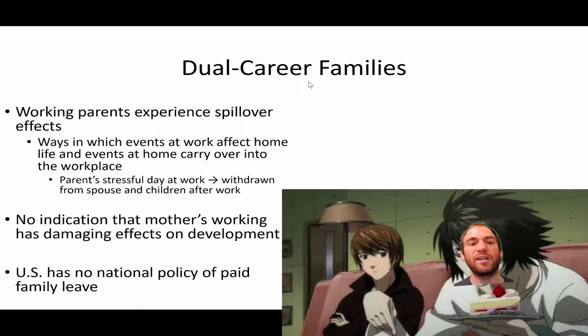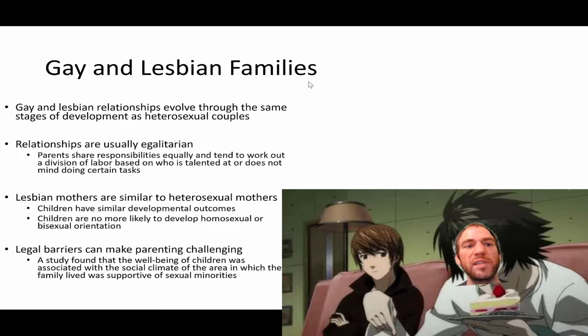And if you have individuals who have a particularly stressful work day, or I should say chronic stress at work, contributing to negative relationship dynamics between their spouse and within the married couple, and among their children, or between the parent and the child. So that's spillover effects. Gay and lesbian families.